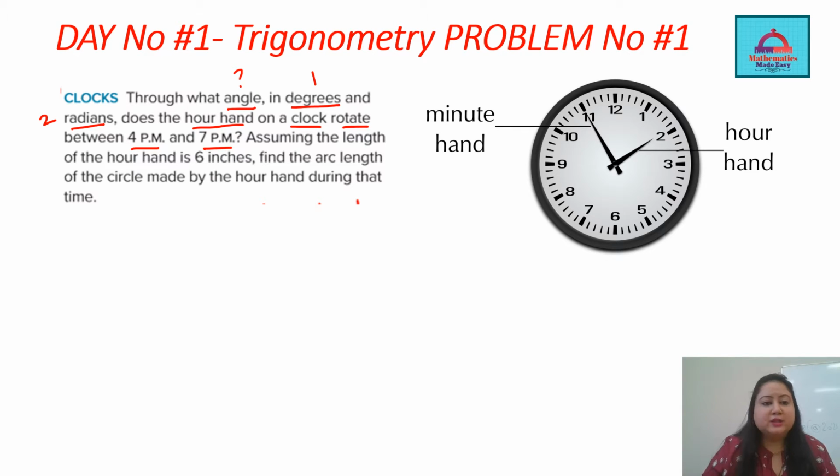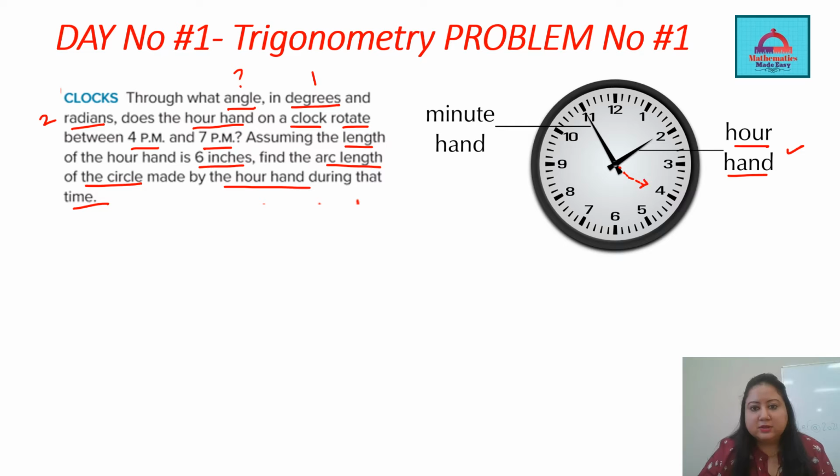Now assume that the length of the hour hand is 6 inches. So this length is given to you. Find the arc length of the circle made by the hour hand during that time. This is how a clock looks, and we're looking at the hour hand. The smaller one is the hour hand. What time is given? 4 to 7. So I'm going to draw a little on this clock by dotted line. This is 4 and this is 7.